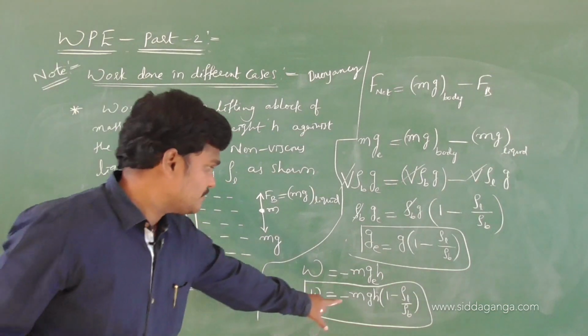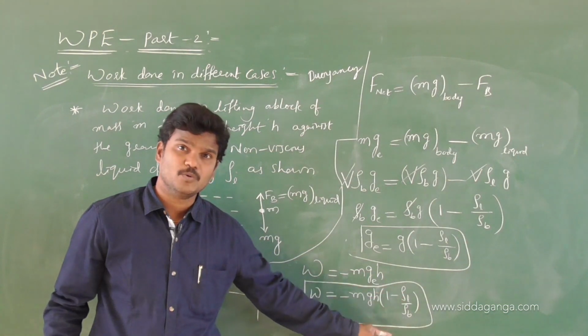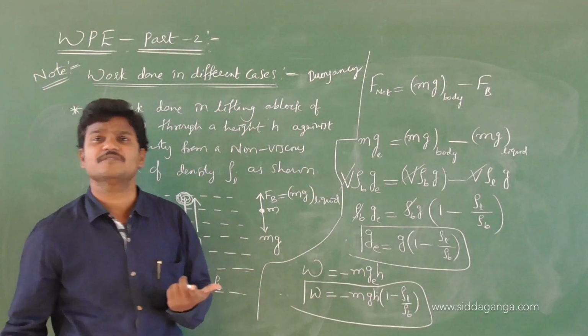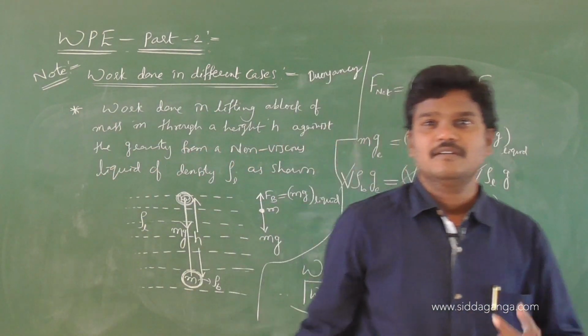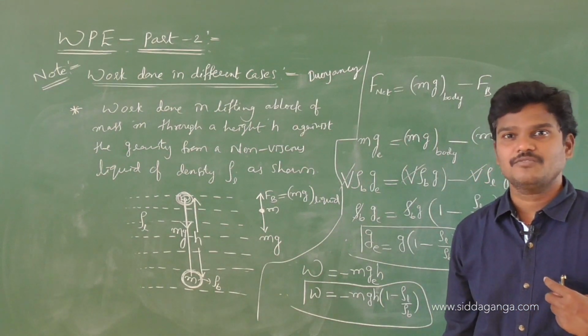What is the formula I am getting? Minus mgh into 1 minus rho L by rho B. What are rho suffix L and rho suffix B? Rho suffix L is the density of the liquid, and rho suffix B is the density of the body.